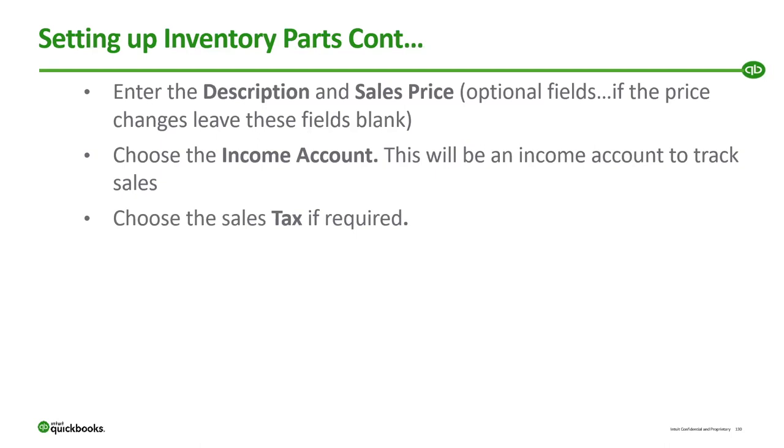Moving on, choose a sales tax if required. So we haven't touched too much on taxes yet, but QuickBooks does have the ability to generate sales tax associated with California. There's three aspects to it that it looks at. It looks at the state, looks at the county, and looks at the city, right? So those are your three primary components that make up the tax rate that you are charged.